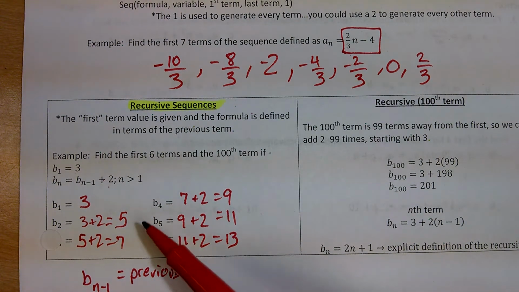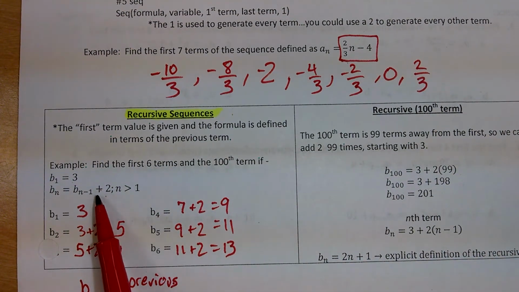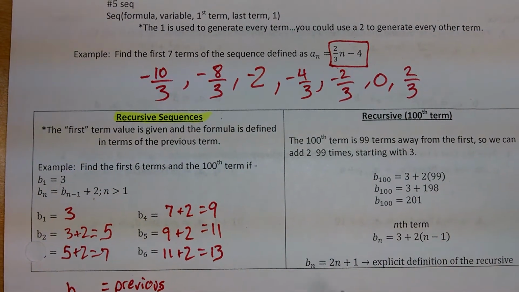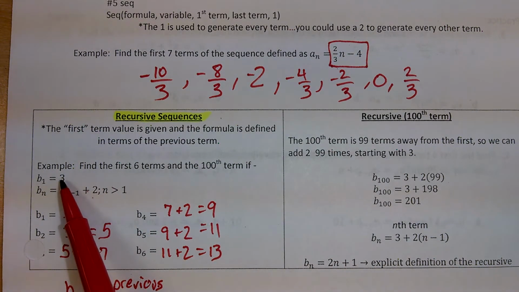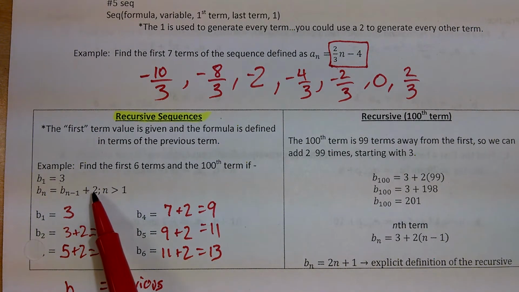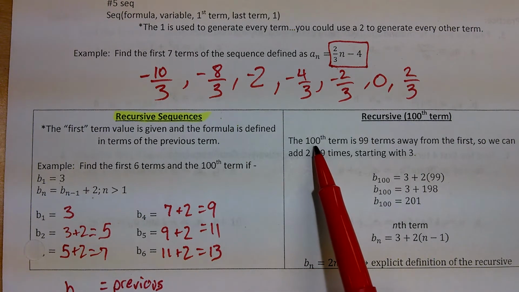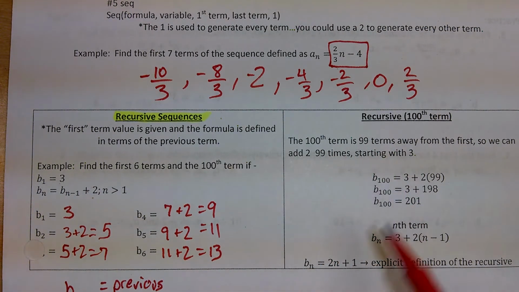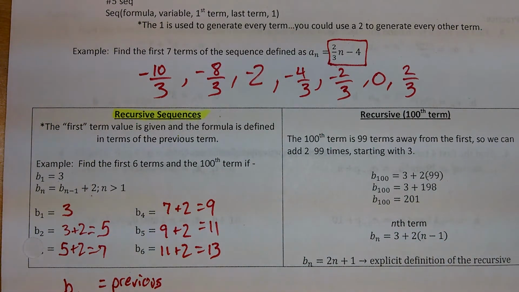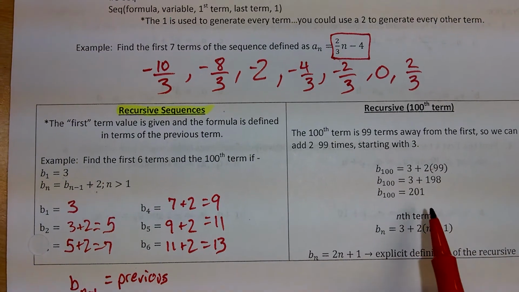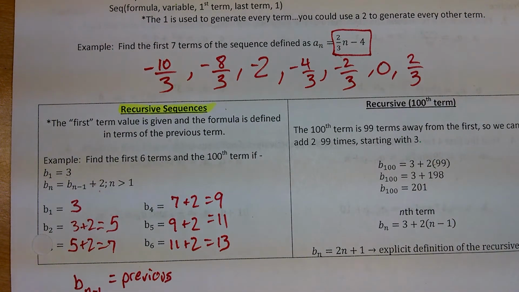If we have a sequence like this, where we're just adding a number each time, then we can think of it as, well, we're going to take 3, and we're just going to add 2, 99 times. So we take 3, and then we're going to add 99 2's. So that's 3 plus 198, which gives us 201 for our 100th term.